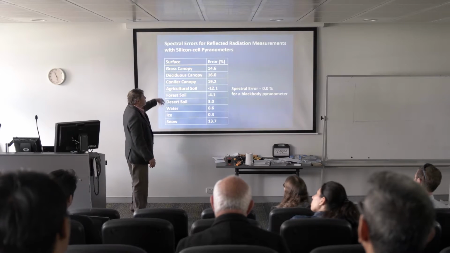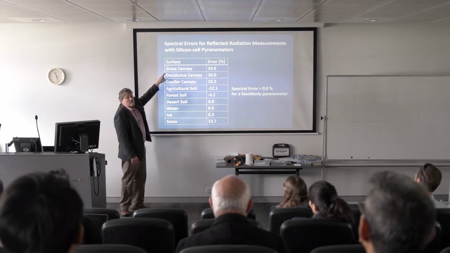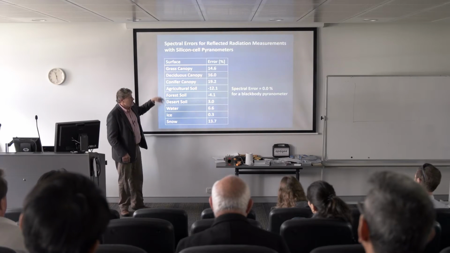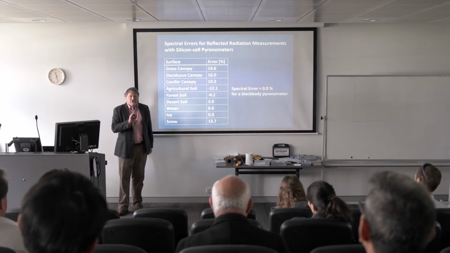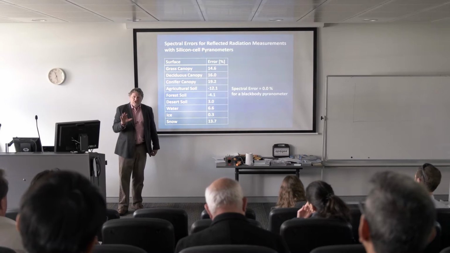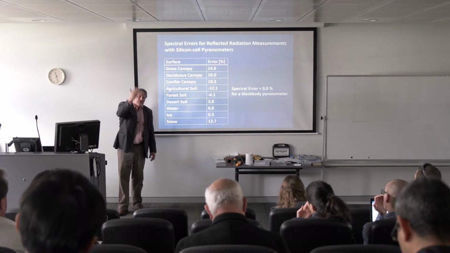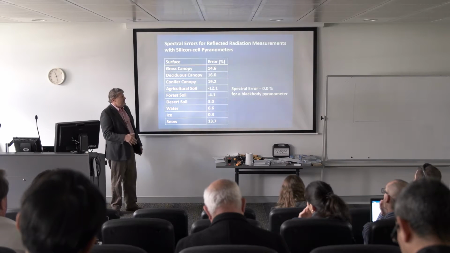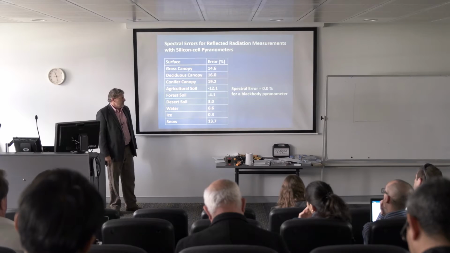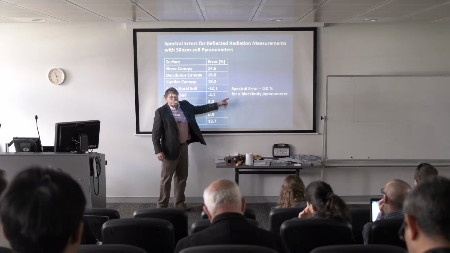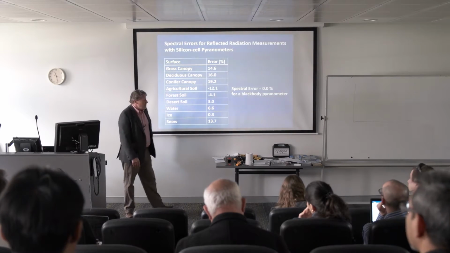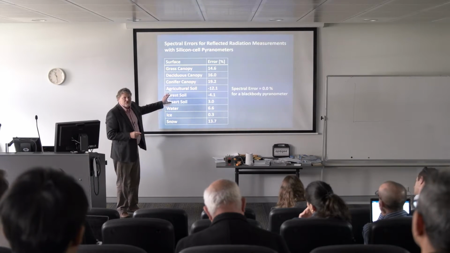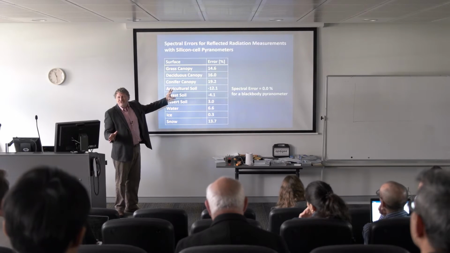And here's the magnitude of the errors. 14% error over a grass canopy. You can see almost 20% errors. So you should never use a silicon cell pyranometer upside down to get reflected radiation. They're not calibrated for that. You have to go to a black body pyranometer, which doesn't have this source of radiation. These are so inexpensive, everybody gets tempted to do this.